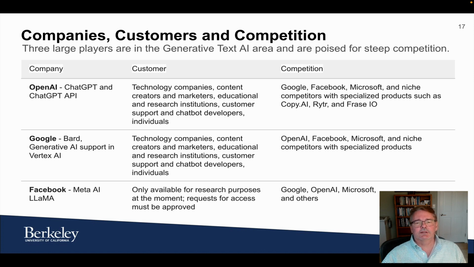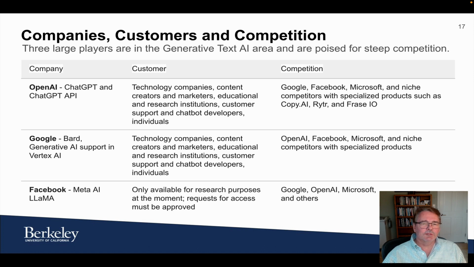OpenAI and Google's customer profiles appear to be very similar. Their customers include technology companies, content creators, marketers, educational research institutions, customer support, chatbot developers, and individual consumers. Facebook has corporate products, but is much stronger on the individual consumer side. And both Google and Facebook make a large amount of their revenue, of course, from advertising, which is a consideration. With respect to competition, OpenAI and Google appear to be competing head-to-head.